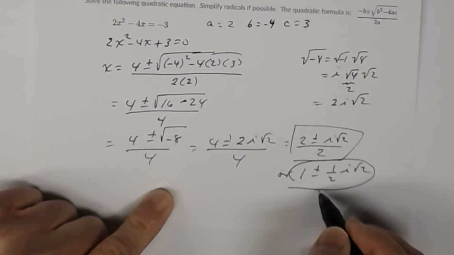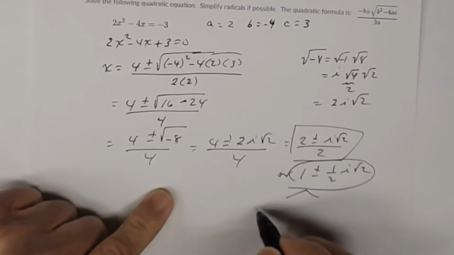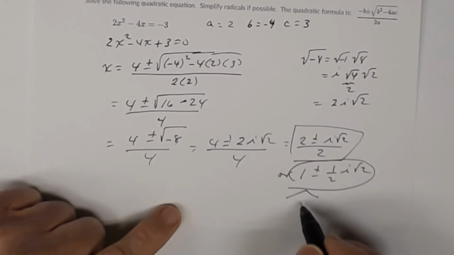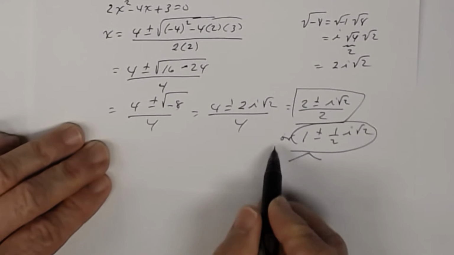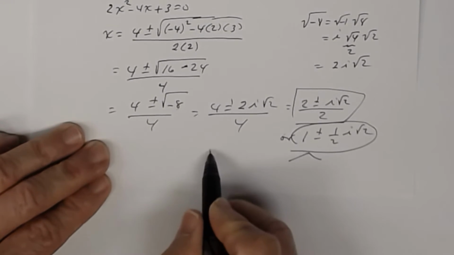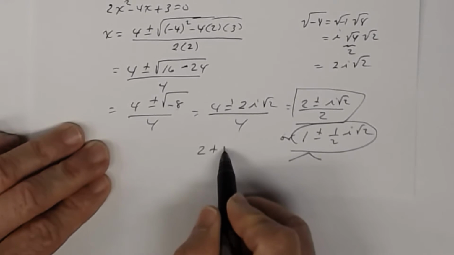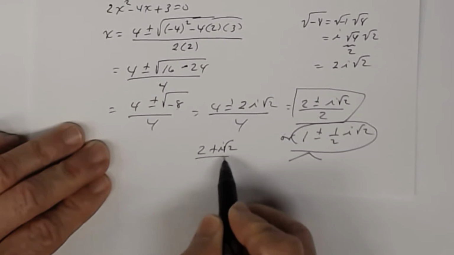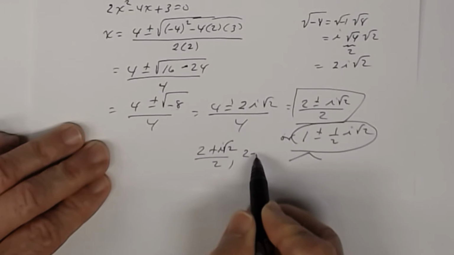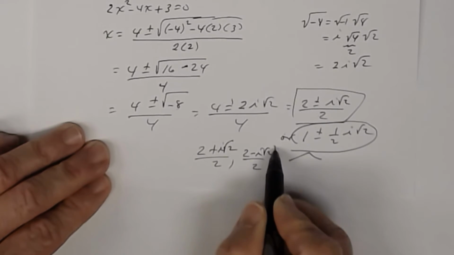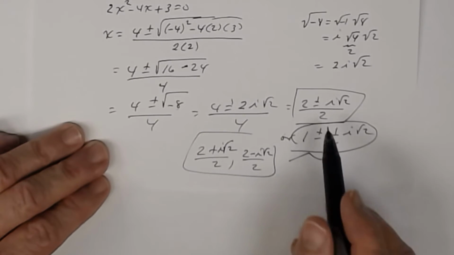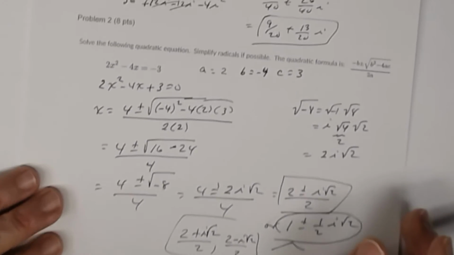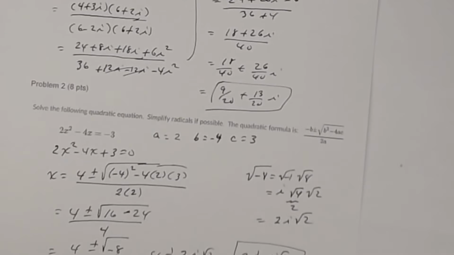All right, and again, you can also write it as two separate solutions. There are multiple ways you could do this. 2 plus i square root of 2 divided by 2, comma, 2 minus i square root of 2 divided by 2. So these are all different ways of writing that answer, writing the solutions. All right, so that was number 2. Okay, let's look at number 3.